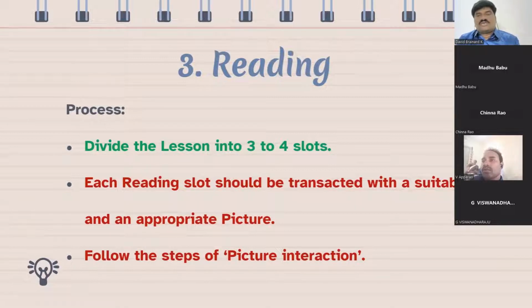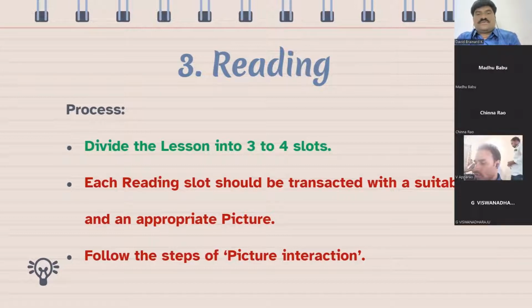We are actually talking about the reading part, and why does this picture come here? Follow the steps of picture interaction here. Usually what we used to do is make children sit in their own places and ask them to read. When they are reading individually, they used to underline, put a star, put a question mark and so on. That is the usual practice. Yes, we do that.